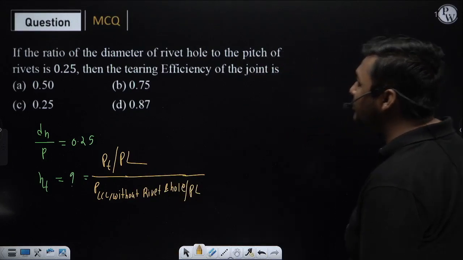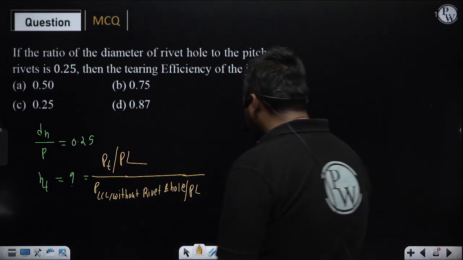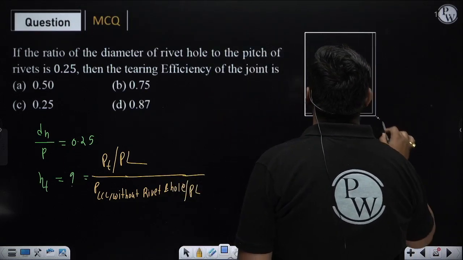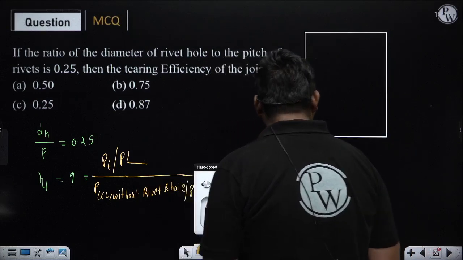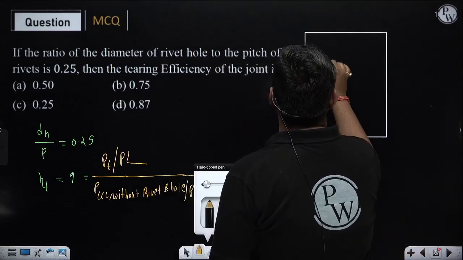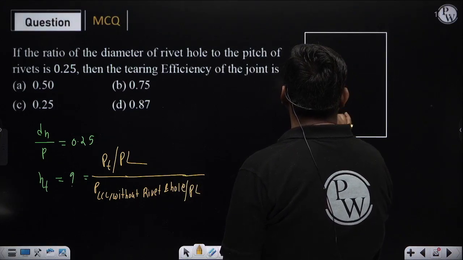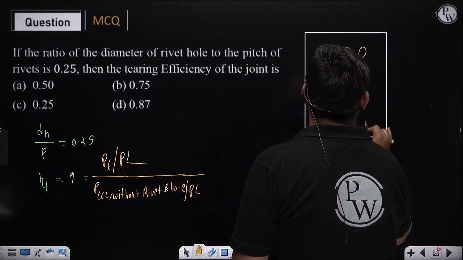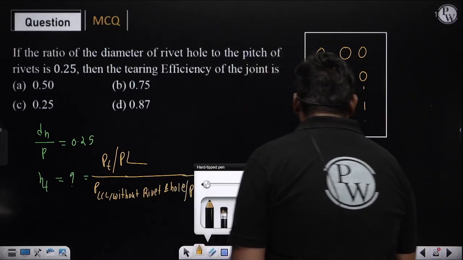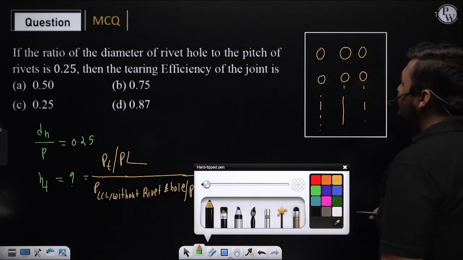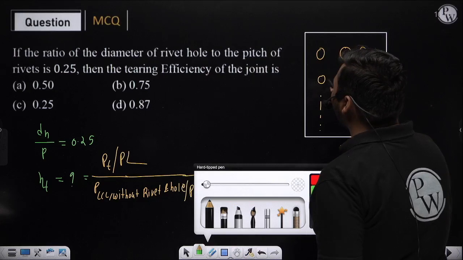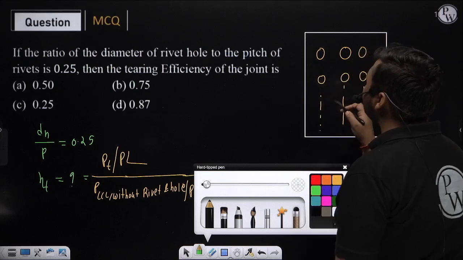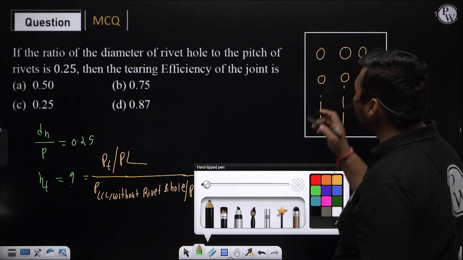Now what will be the expression of the tearing load carrying capacity per pitch length? The number of rows of rivets is also not given, but when calculating tearing load carrying capacity per pitch length, you need not know the number of rows. Suppose this is the first row, this is the second row, this is the third row, and more rows can also come. First consider the row which is nearest to the load P of the plate. I am not drawing the complete diagram of the riveted joint. Suppose this row is nearest.